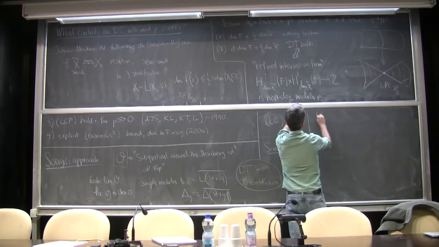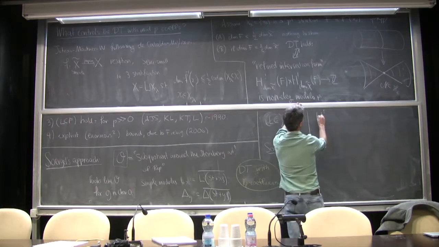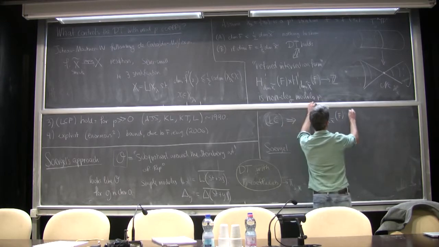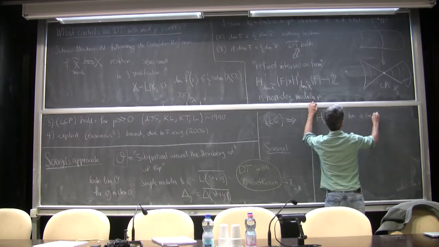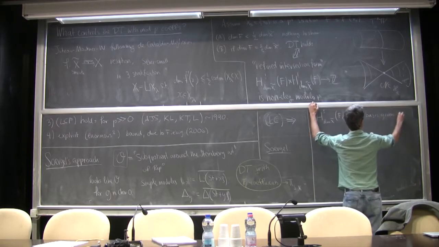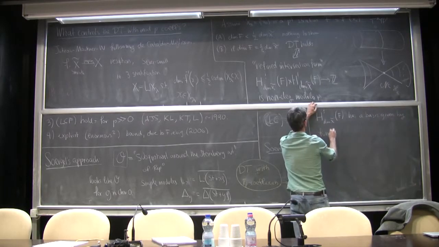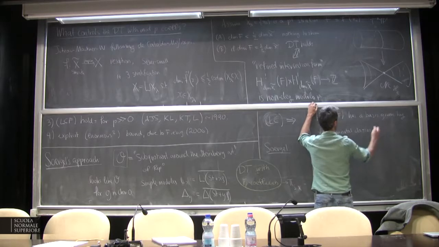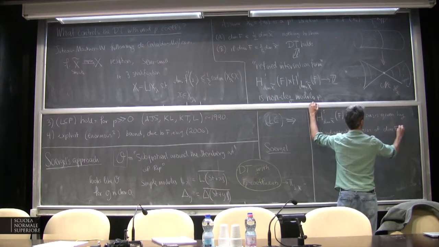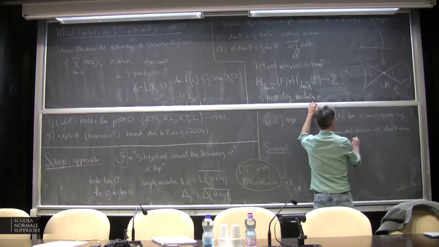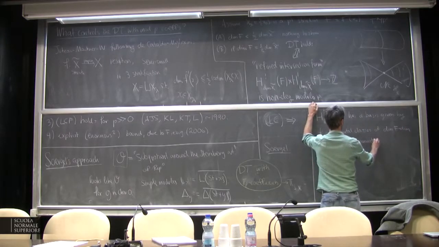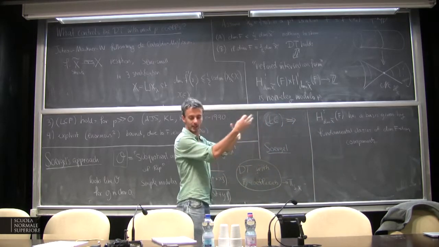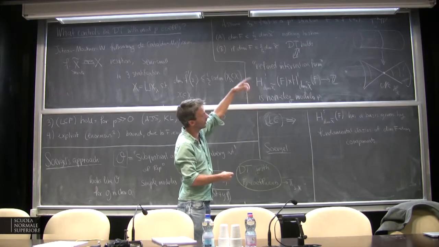I mean, here I could just equally write homology. As a basis, given by fundamental classes in the F dimensional components. And basically this intersection form measures how these components intersect inside the ambient space.